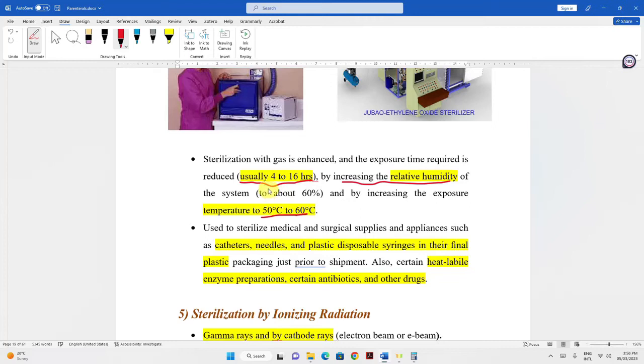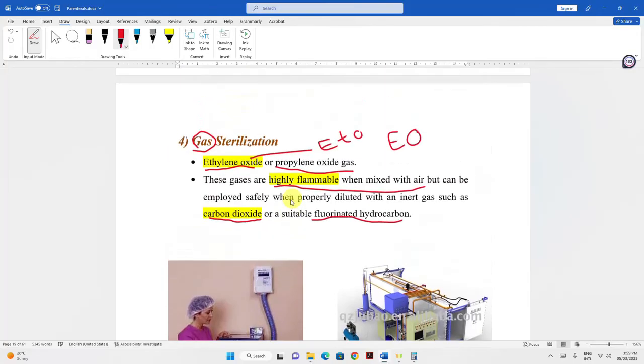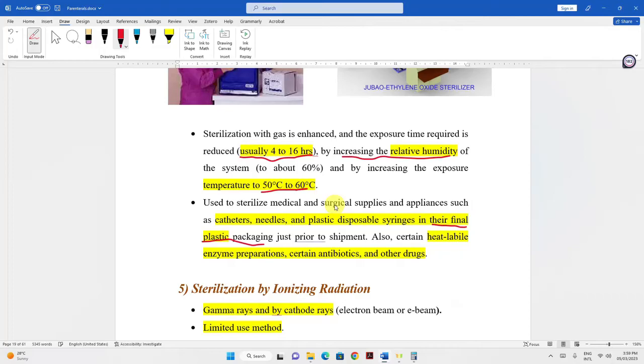The beautiful thing regarding this gas sterilization is that you can do the sterilization just before shipping the catheters or needles or plastic disposable syringes, or distributing them. Okay, you can do the sterilization. The beautiful thing is that this can be done in their final plastic packaging. Meaning these syringes that you see in the pharmacy, which are sterilized by ethylene oxide, have been sterilized while they are in their final package. Okay, and this is something good.